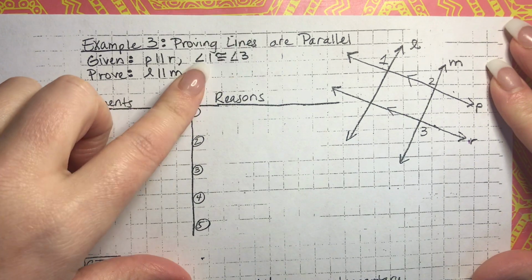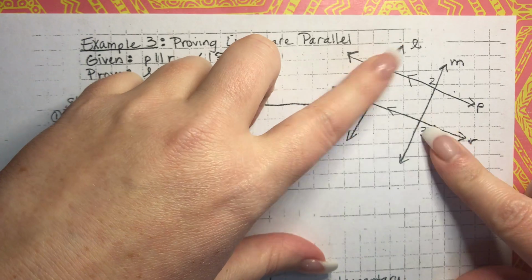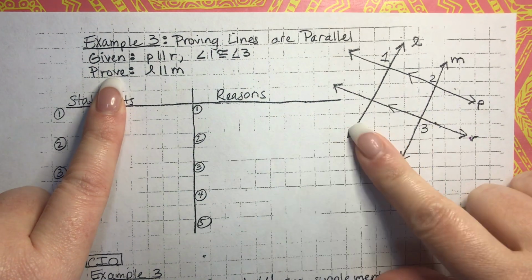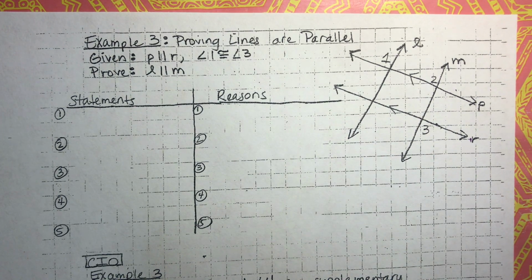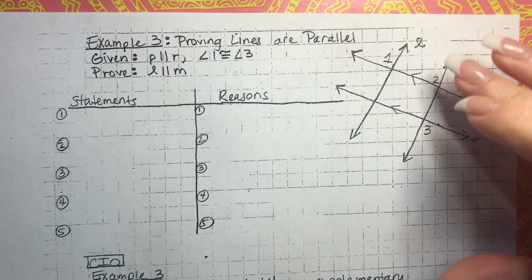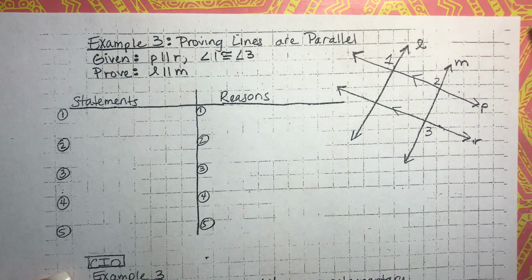Okay. The other thing that they give us is that angle 1 and angle 3 are congruent to each other. Our task is to prove that line L and line M are parallel to each other. Okay. So let's just think about this for a little bit. Before we start doing a formal proof, I always like to think about it and see if we can come up with something here.